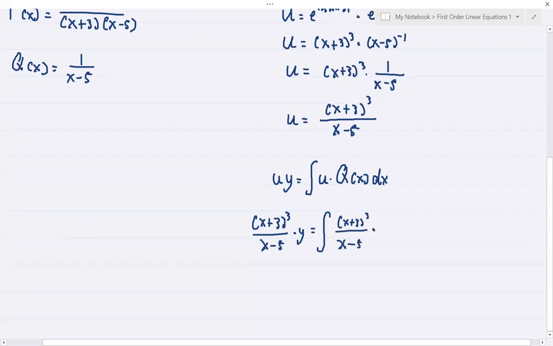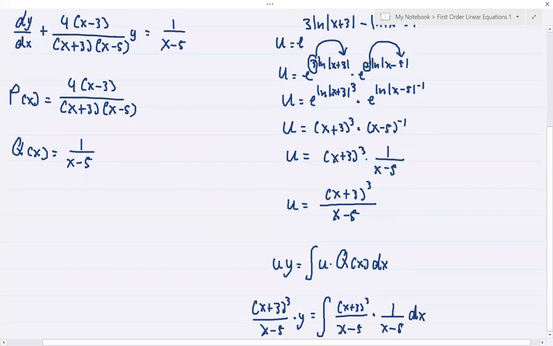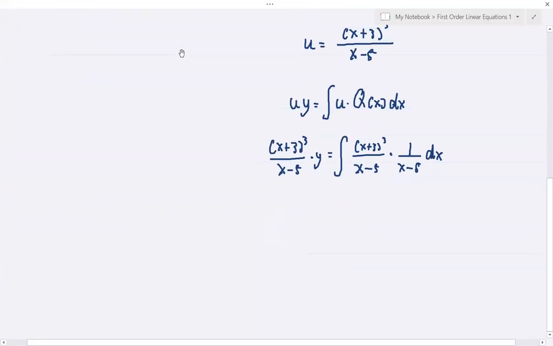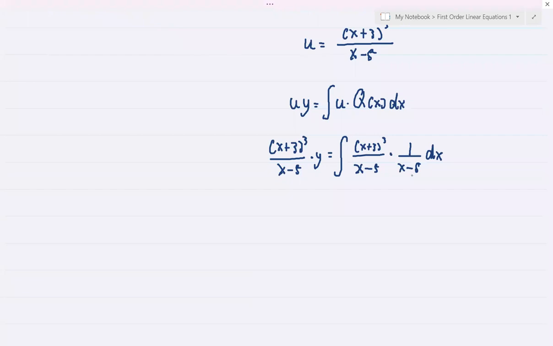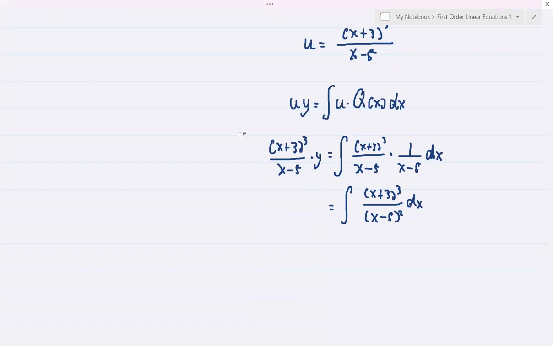Okay, times your q of x, which is 1 all over x minus 5. So that is your q of x here. Yeah, good. Okay, dx. If you're going to combine them both, these two, you will have the integral of (x + 3) cubed all over the square of (x minus 5). And as you can see, this is actually longer than I was expecting it to be.